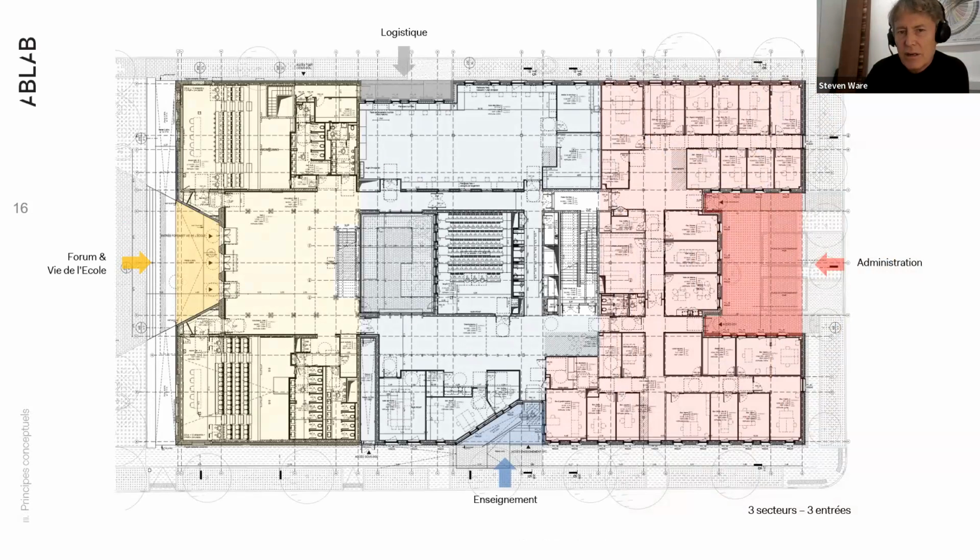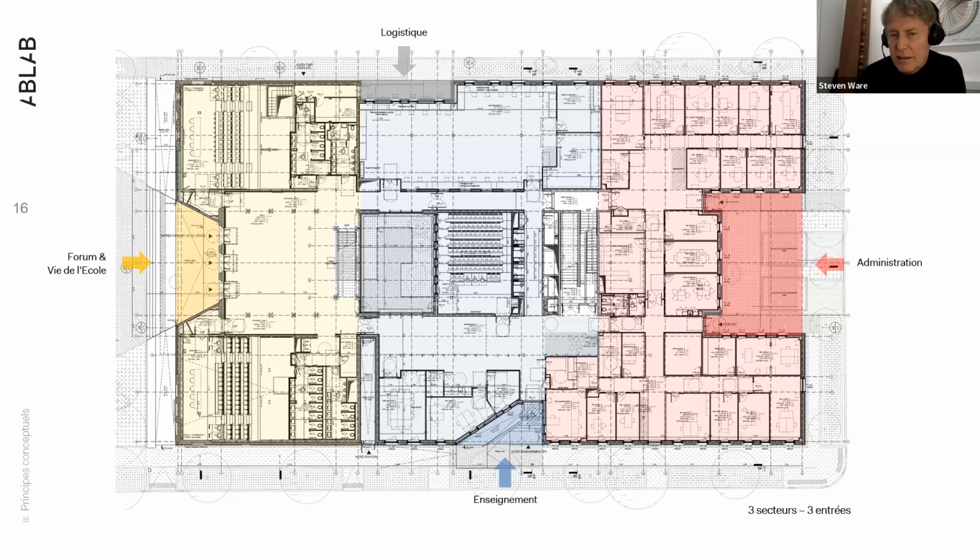In the middle, we have mostly the direct teaching. So we're not in the big amphitheaters, with all that flow that comes and goes on a daily basis, but in much more of an intimate teaching environment. And then to the right, the administrative staff, the meeting rooms and the offices.